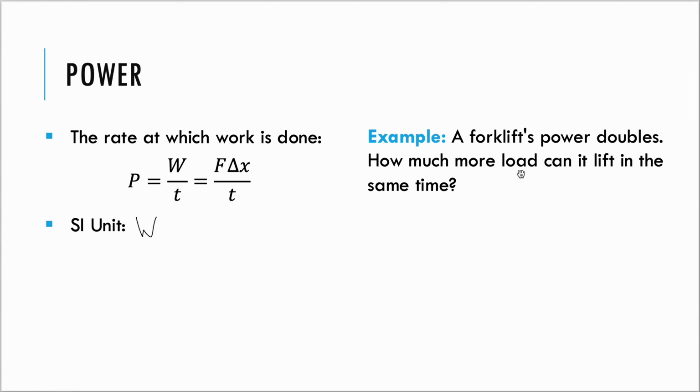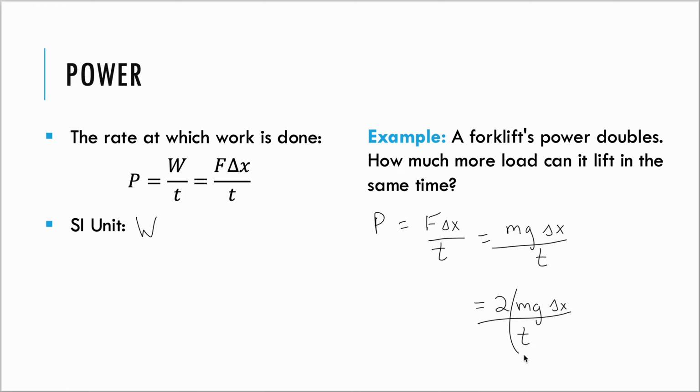A forklift's power doubles. How much more load can it lift in the same time? Well, power is going to be our force times our distance divided by time. And the force that we're going to use to lift the load is just going to be the weight of the load. So we can see that if we have twice the weight, 2mg, and the distance and the time do not change, then that's going to give us twice the power that we had before. So if we have twice the power, we're going to lift twice as much load.